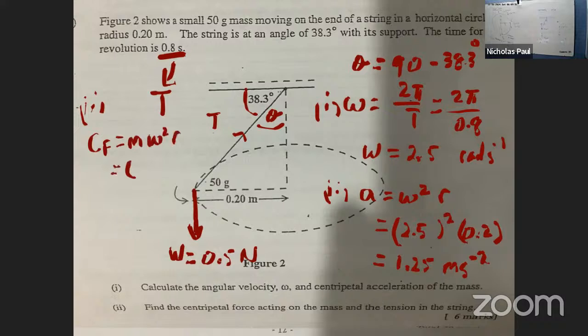What's the mass again? No, 0.05. Multiply by 1.25. That's okay? So we just simply multiply the mass by the acceleration. That's real basic. You follow? So it's 0.0625, right? You got it.